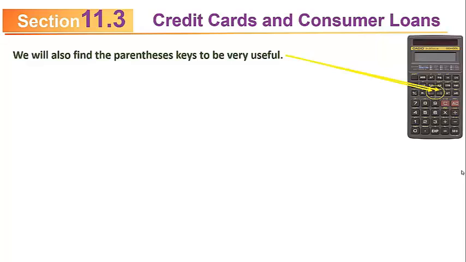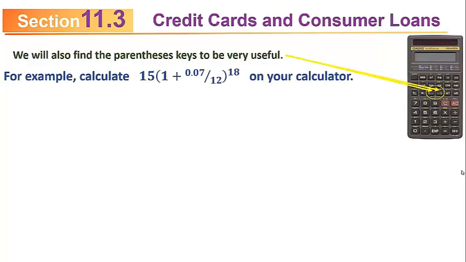Another thing you're going to find extremely useful are the parenthesis keys, and they're pretty much dead center in the middle of the calculator. They're one row above the red clear and all clear buttons, but they're not directly above them, they're just on the row above them. For example, if I ask you to calculate this quantity as 15 times the quantity 1 plus 0.07 divided by 12, all that raised to the 18th power on your calculator, here's what you do.